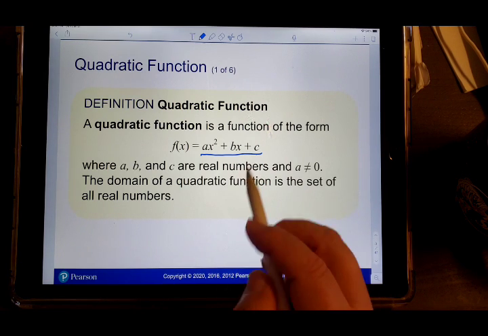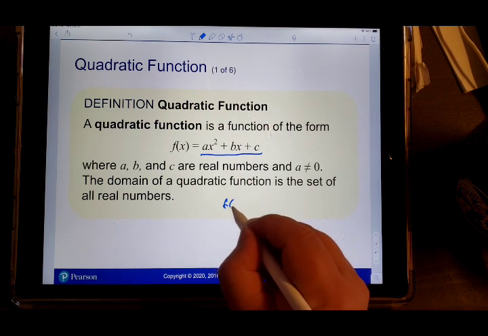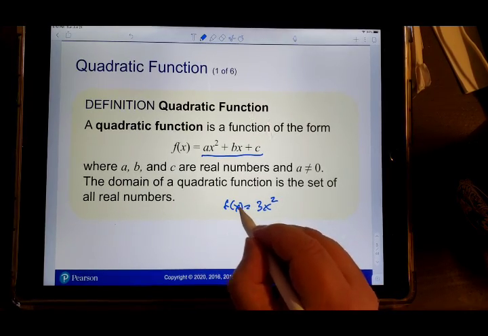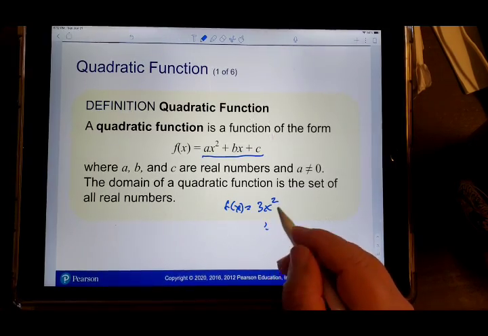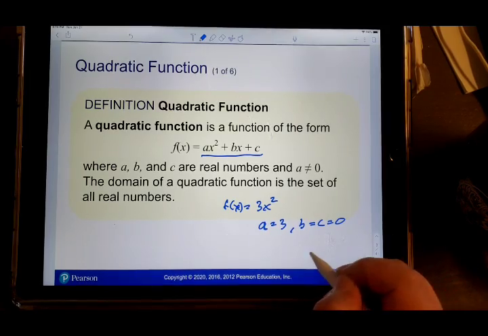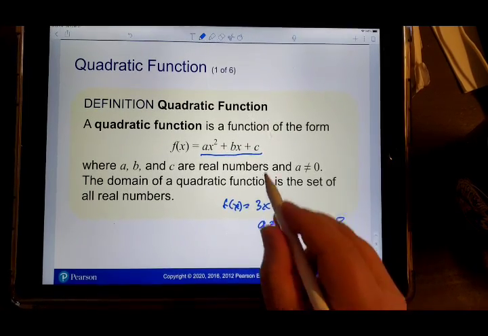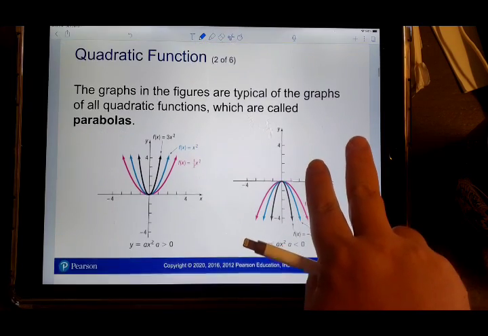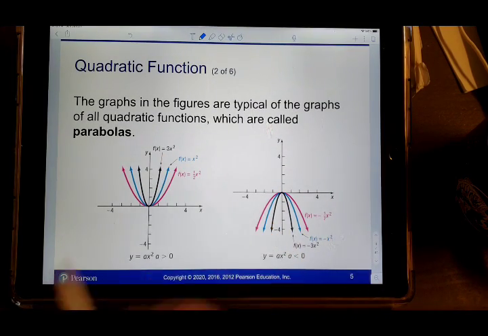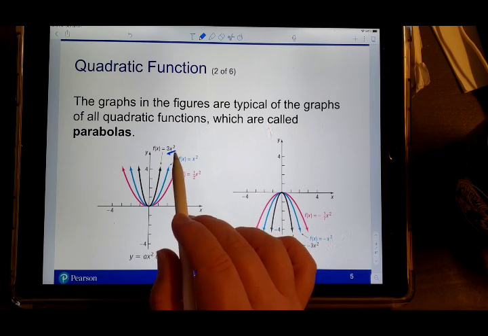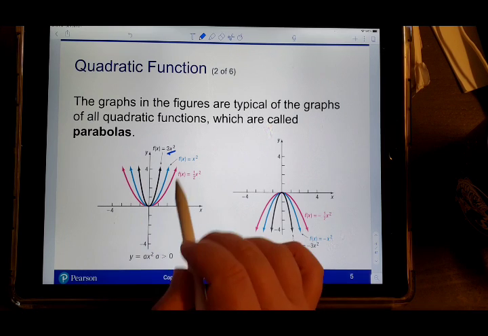Now, b and c could be 0, so let me quickly write f of x equals 3x squared. That is a quadratic function where a is equal to 3 and b and c are equal to 0. That's okay, it's still quadratic because of the rules here. And we'll talk about that example again. They're talking about it right now, so okay, there it is, 3x squared. Drawing just the monomial, the single term of degree 2, it's going to be a parabola.